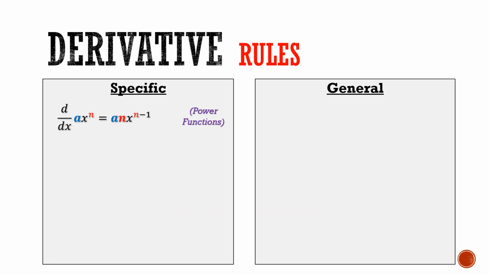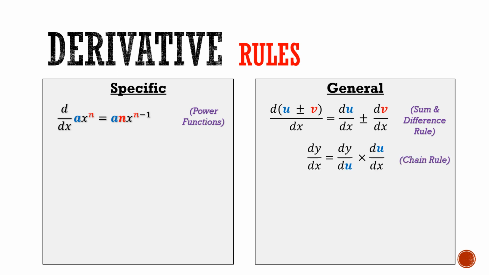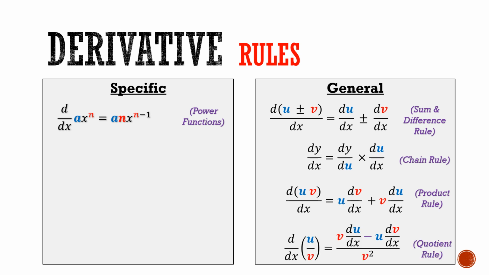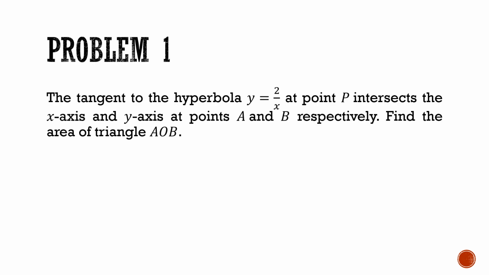Aside from the power rule that applies to power functions, we have come across a few general rules. In part 1, we've covered the sum and difference rule. In part 2, we learned the chain rule. In part 3, we covered the product rule. And in the last part, part 4, we learned the quotient rule. Now, let's apply the rules to solve some coordinate geometry problems.